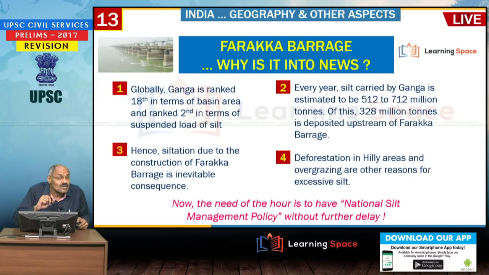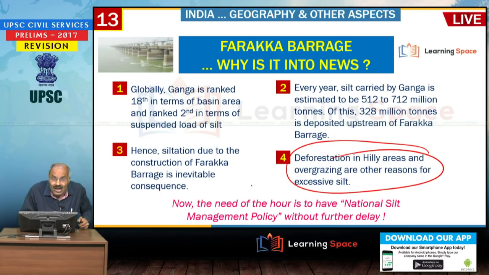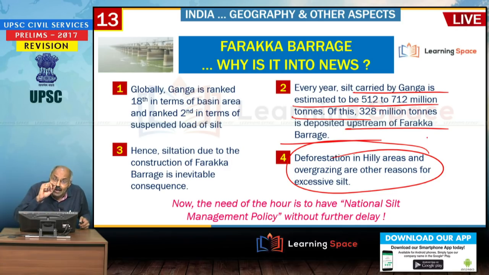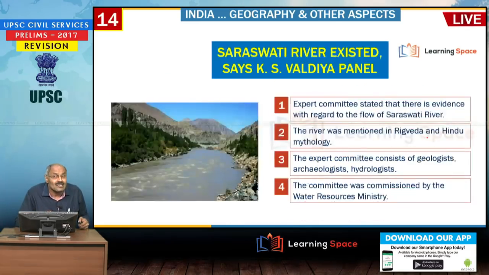And you may have a doubt, why is it in the news? Because of heavy siltation. Because of deforestation and overgrazing in hilly areas, more and more silt is coming, and every year the silt carried by Ganga is estimated to be 500 to 700 million tons, and out of this almost more than 50% is deposited upstream of Farakka barrage. So, Farakka barrage is being blamed for excessive siltation upstream of the barrage, right.